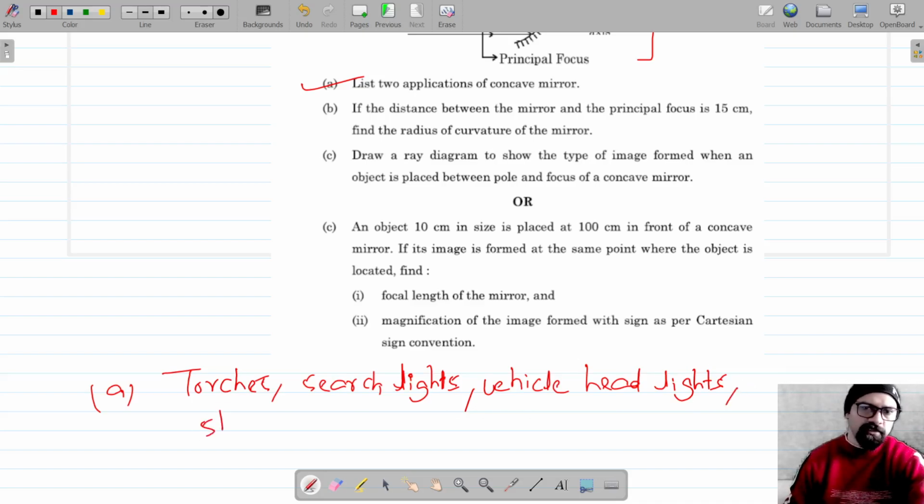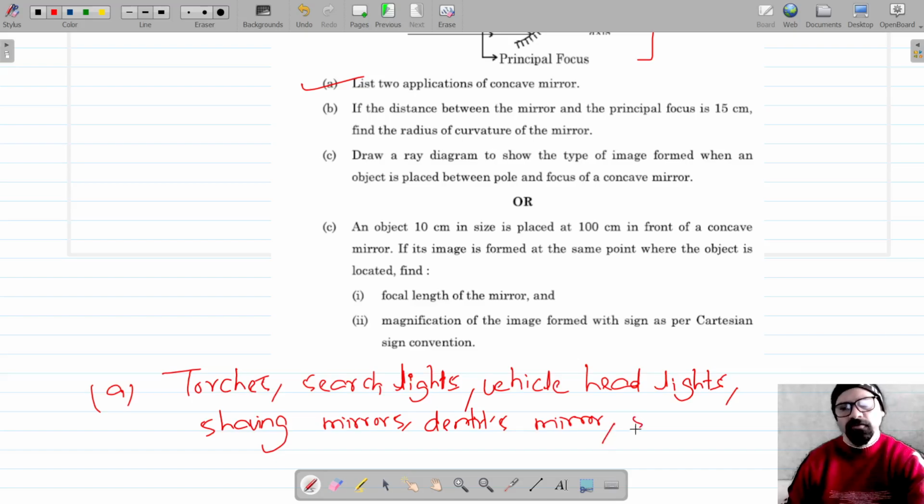They are also used in shaving mirrors to closely see your face for shaving so that you can get a close shave. They are also used as dentist mirrors to see the bigger image of the teeth or the cavities. They are also used in solar furnaces to concentrate the sunlight and raise the temperature of the furnace, because if you concentrate the sun rays, the sun rays have infrared rays, and that helps us in generating heat or raising the temperature of the furnace.